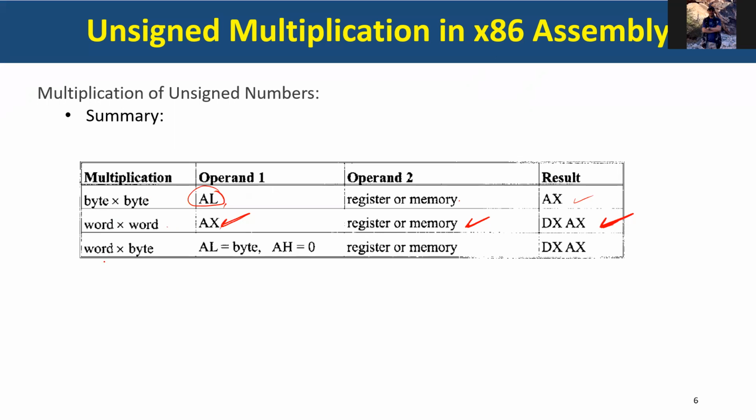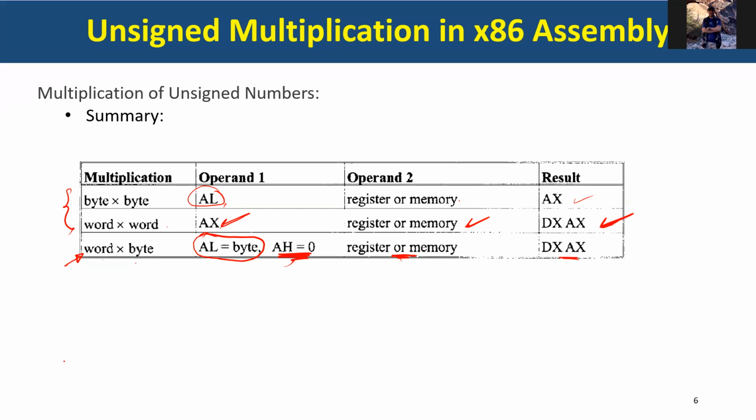Finally, when you multiply word by byte, since they are different, the first operand should be in AL, and to differentiate this case from the other 2 cases, AH must be 0. The second operand can be a register or memory, and again the output would be in DX and AX.